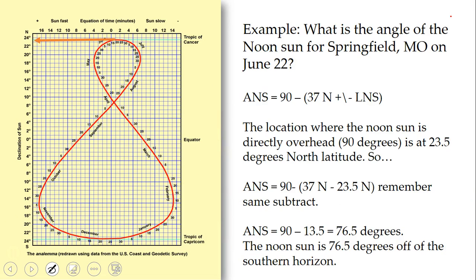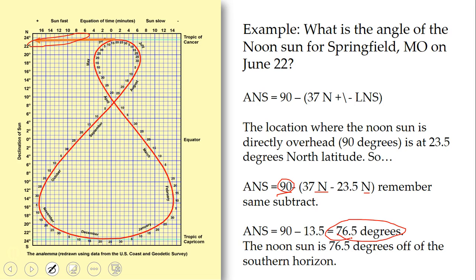Okay, here's a perfect example. What is the angle of the noon sun for Springfield, Missouri on June 22nd? Let's go through it one more time. June 22nd, you can see I have the arrow pointing up here. That is 23.5 degrees. 90 minus 37, and notice this time, because look, they're in the same hemisphere, so you subtract them. 37 north minus 23.5 north equals 13.5.